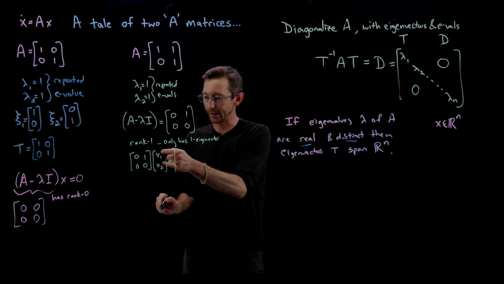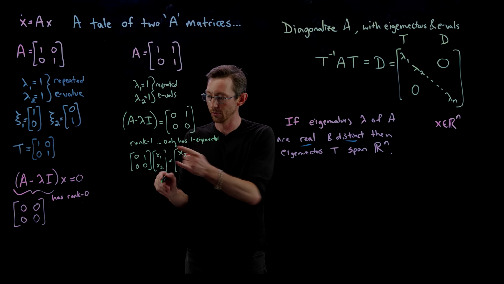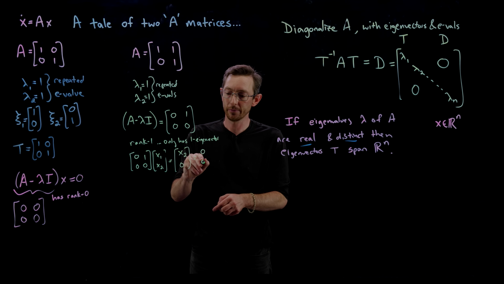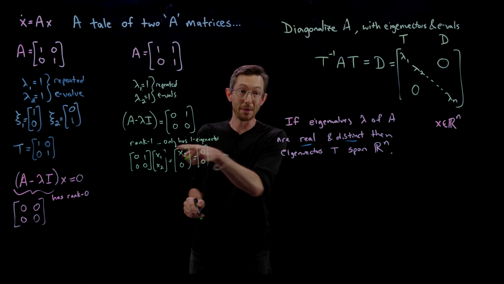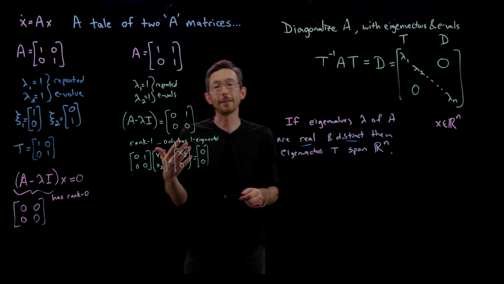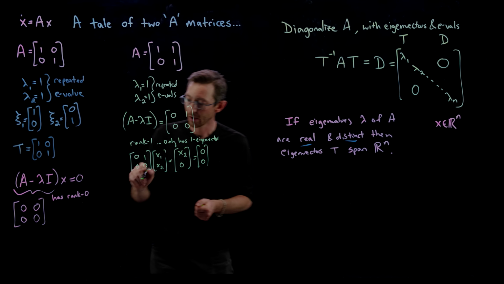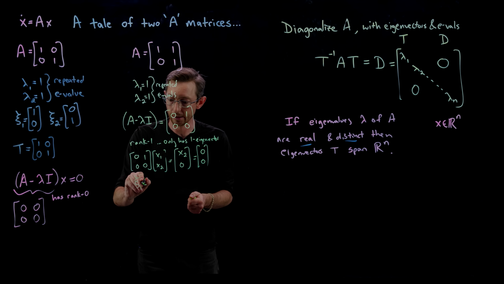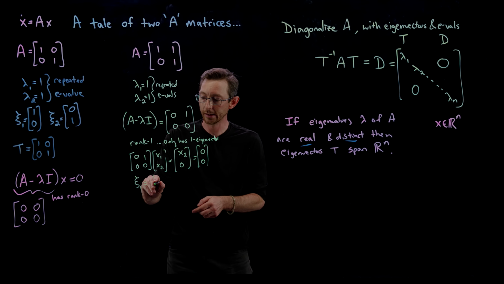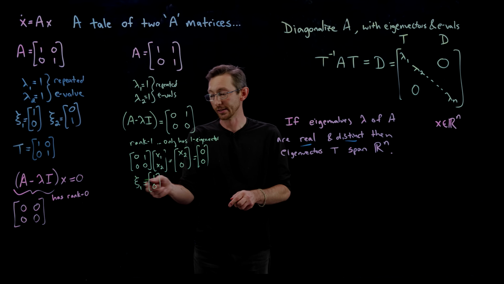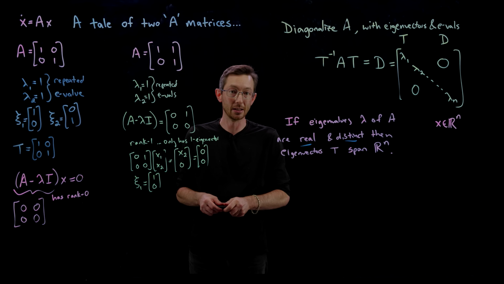So let's just do that. That equals x2, 0, and we want this to equal 0. That's what we're looking for: vectors x that map to 0. And so any vector x that has a 0 in the x2 component will map to 0. So xc1 equals [1, 0]. That vector maps to 0, and so this is an eigenvector corresponding to lambda equals 1.